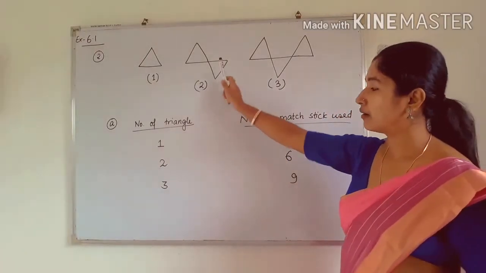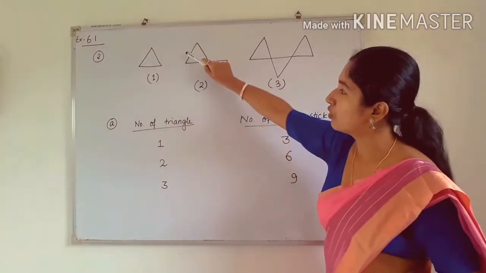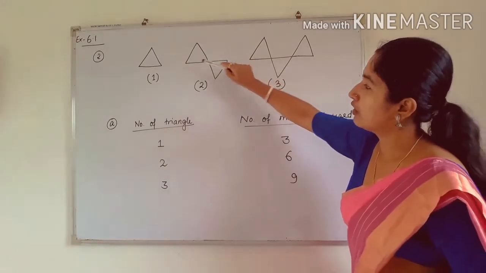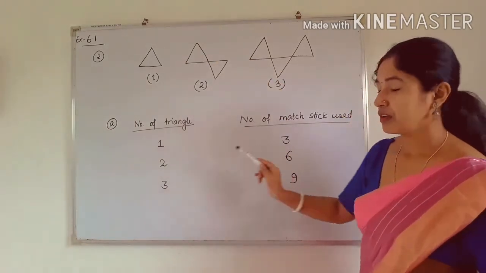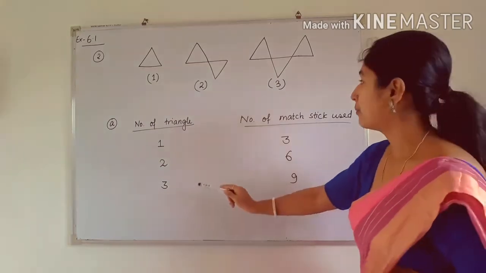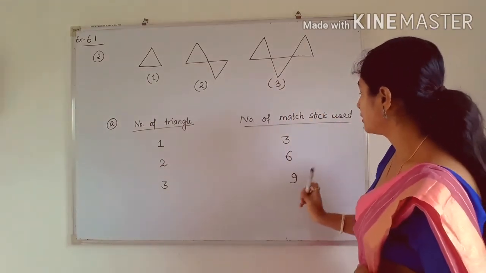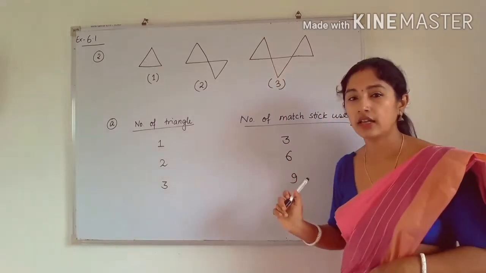Similarly, in the second diagram the number of triangles is 2 and the number of matchsticks, you can count, 1, 2, 3, 4, 5, 6. So the total number of matchsticks used is 6. Similarly, in diagram number 3 the number of triangles is 3, so the number of matchsticks used is 9. By counting you can easily find the answer, that is 9.